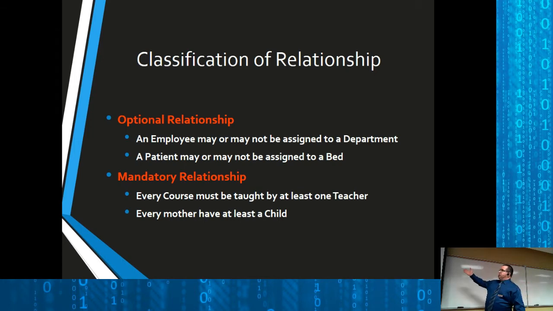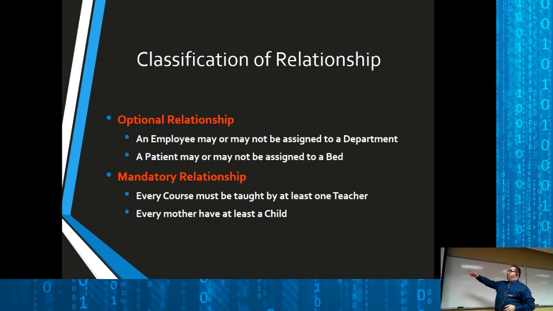An optional relationship. For example, an employee may or may not be assigned to a department. Somebody just got hired, and we're not sure where they're going to be working. Don't laugh. That happens. We've got a flow of work right now where we don't really know where to slot them in because they're good at more than one thing. So we haven't picked a department for them yet. They may or may not be assigned to a department. Or in my case, I'm assigned to two different departments. Go figure. IT and engineering.